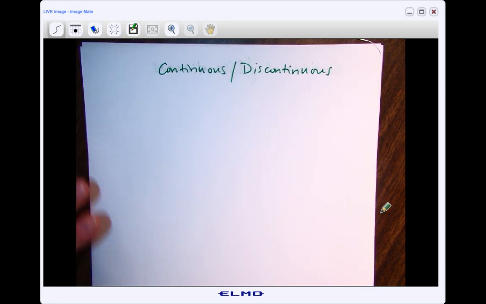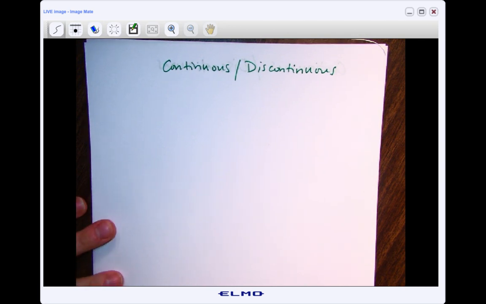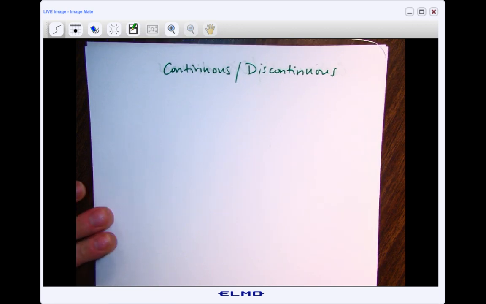Okay, in this video, we're just going to talk about continuous versus discontinuous because this idea is actually really important when we start to talk about especially things like limits. So let's talk about what continuous means. There is a big formal definition of what continuous means, but we're just going to give a very simple explanation that will probably be good enough for us to understand right now.